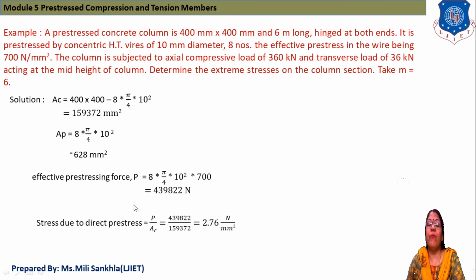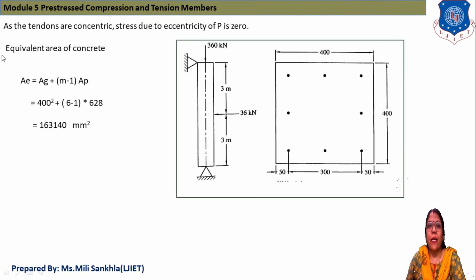Okay, first of all, we will find out direct stress for the overall column. Now second, look at this. This one is the figure of our column. Both ends are hinged, and this is the section 400 by 400, and 8 number of bars of 10 mm diameter are provided. As the tendons are concentric, stress due to eccentricity of P is 0.